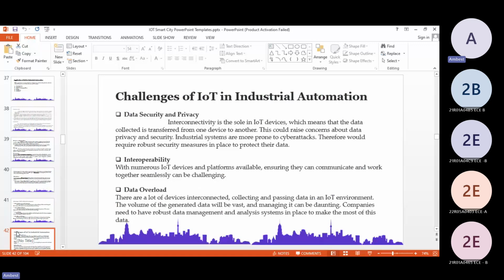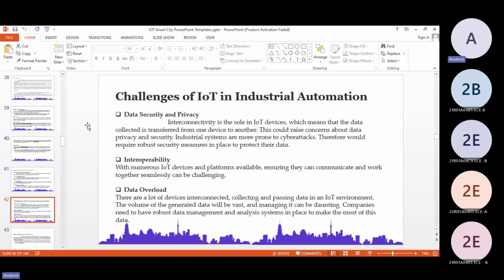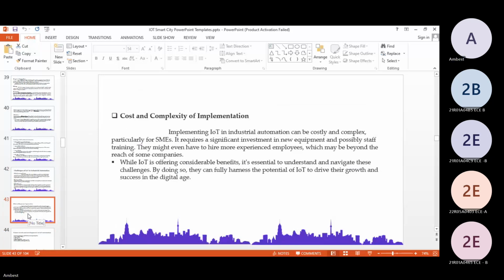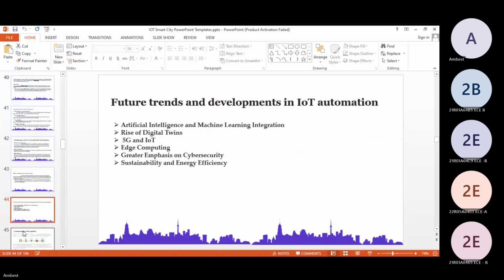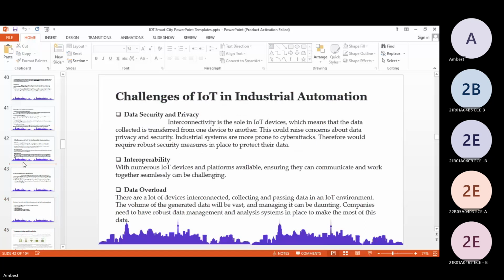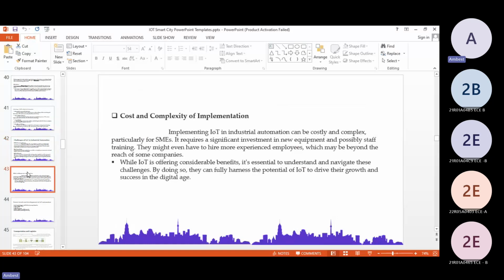So the challenges we're going to face in industrial automation with IoT: there were four challenges mostly they're going to face, which were data security and privacy, interoperability, data overload, and the last thing was cost and complexity of implementation.